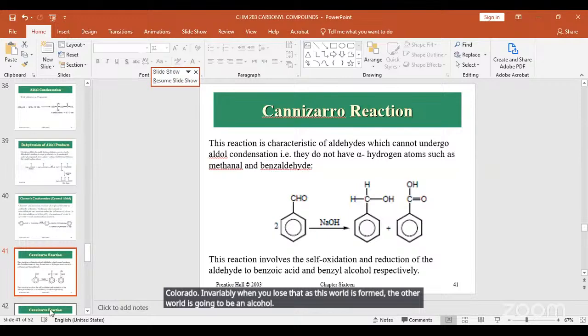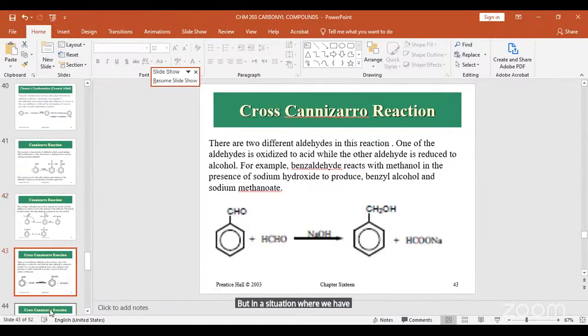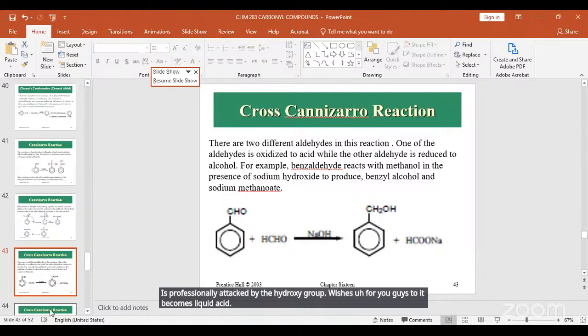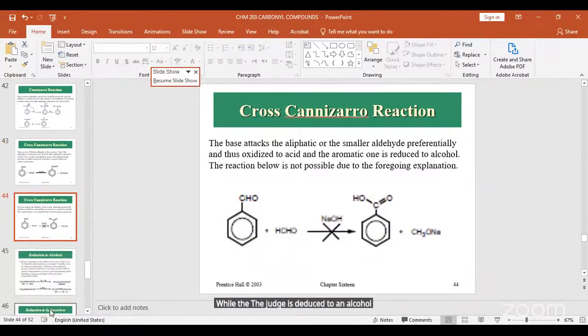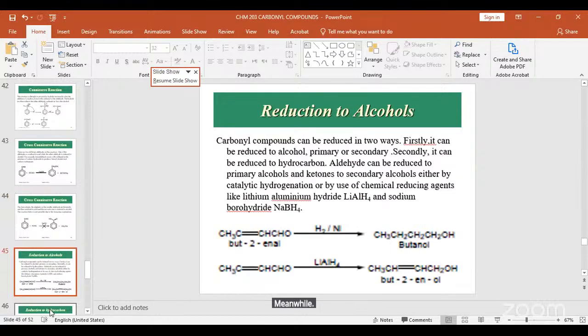But in a situation where we have cross Cannizzaro reaction, the smaller aldehyde is preferentially attacked by the hydroxy group, which is oxidized to the carboxylic acid, while the other aldehyde is reduced to an alcohol. That's reduction.